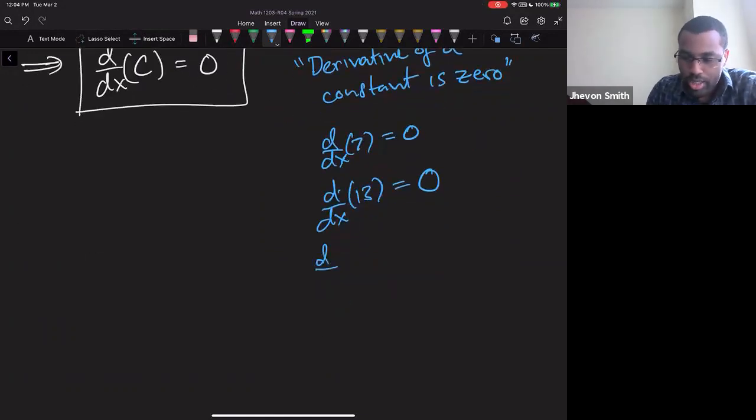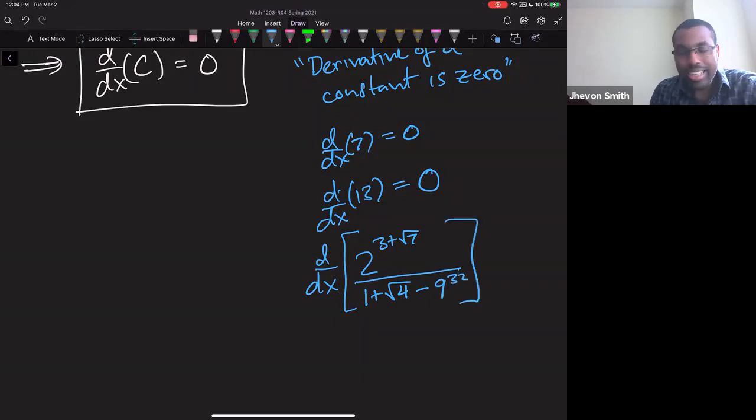Okay, all right, let me try to trick you now. What is the derivative of 2 raised to the 3 plus radical 7 divided by 1 plus radical 4 minus 9 to the 32? That looks super complicated. It's 0. It's a constant. There are no x's in it. If this guy isn't showing up, it's a constant. The answer is always going to be 0. Derivative of a constant is 0. Doesn't matter what the constant is. Okay, that was the first example.